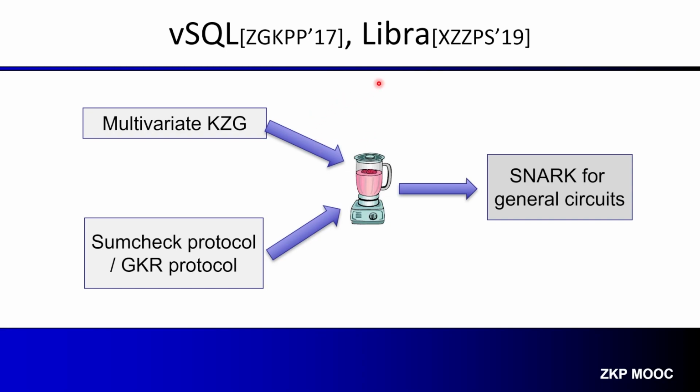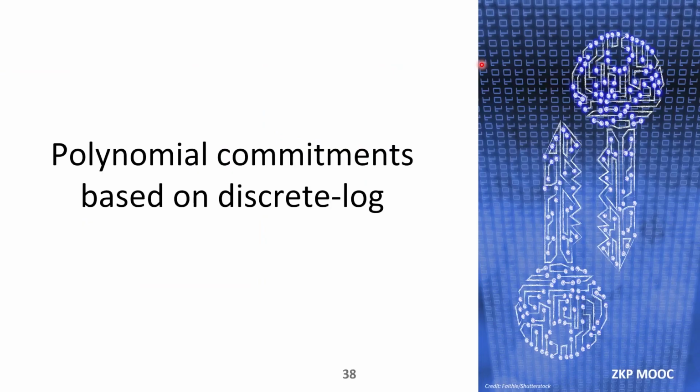And in terms of interactive proofs, there are actually several papers proposing these constructions. So we can actually combine a sum-check protocol or a variant called the GKR protocol for layered arithmetic circuits with the multivariate version of the KZG polynomial commitment. And that leads to an efficient SNARK for the computation of circuits. And this idea was used in the systems called vSQL and later in Libra in these two papers. So that completes the discussion of the polynomial commitment scheme based on bilinear pairing. And in the next segment, I'm going to talk about other polynomial commitment schemes based on discrete logarithm.